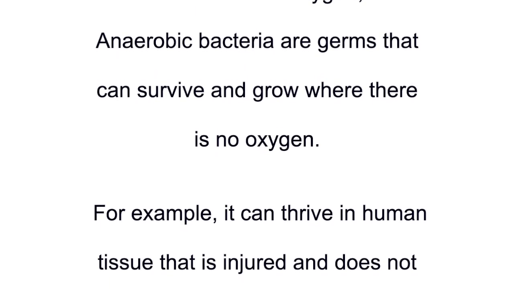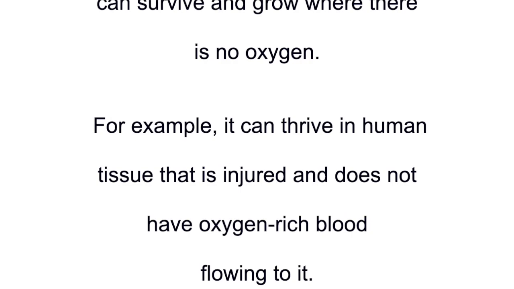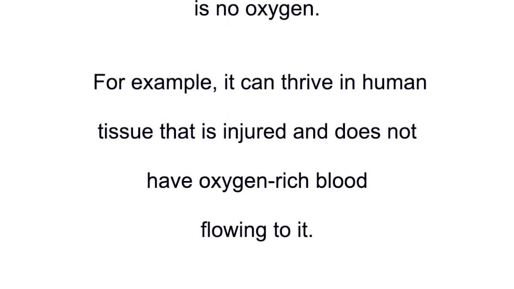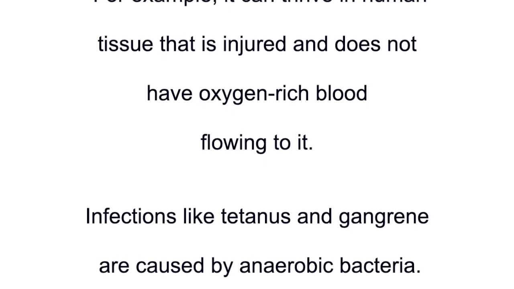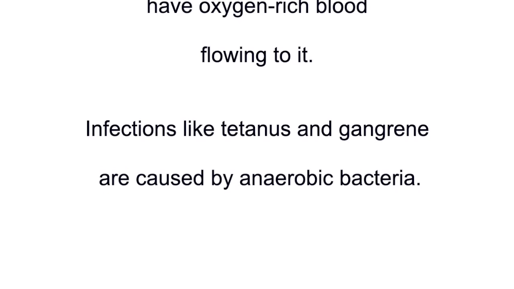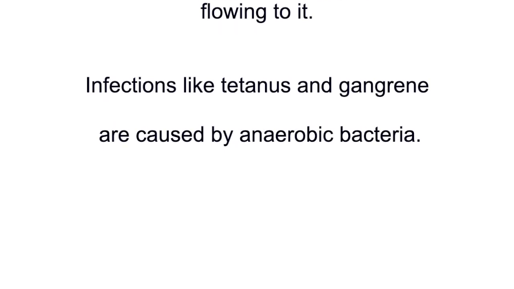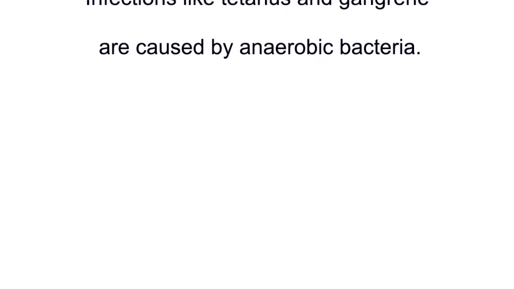Four, total lack of oxygen. Anaerobic bacteria, or germs, can survive and grow where there is no oxygen. For example, they can thrive in human tissue that is injured and does not have oxygen rich blood flowing to it. Infections like tetanus and gangrene are caused by anaerobic bacteria.